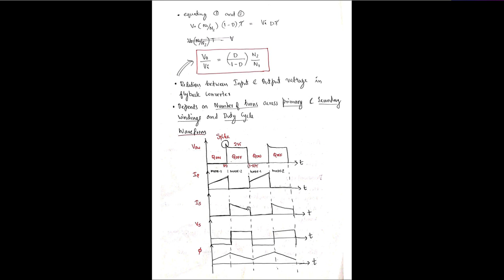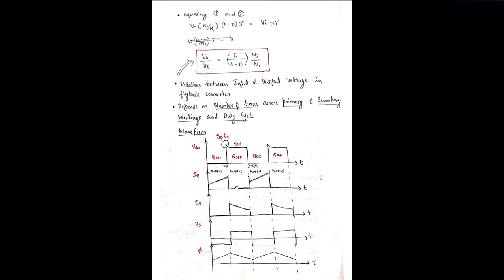so it will be increasing from minimum to maximum. In the secondary side, no current will be there as the diode is reverse biased, and the voltage across the secondary will be minus V as the polarity is reversed due to the difference in winding, and the flux will be increasing from minimum to maximum. And when the switch is off, the voltage across the switch will be Vi plus Vi, that is 2 Vi, and the spike is due to the presence of the inductor.